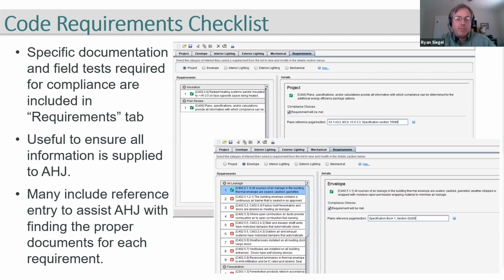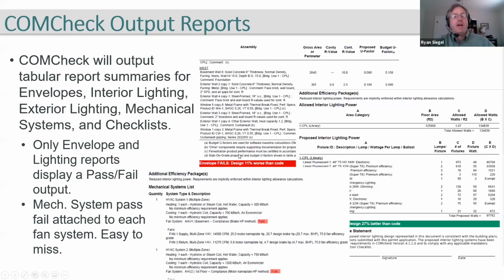Also, if there ends up being some internal plan review before this goes in for final review by the code official or the city plan reviewer, it's always good to double check and cross check that you did include everything correctly. So COMcheck does have several different output reports. Some of these will put your little red bar and say this fails because it's worse than code.